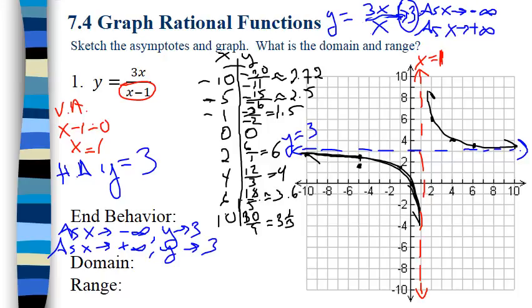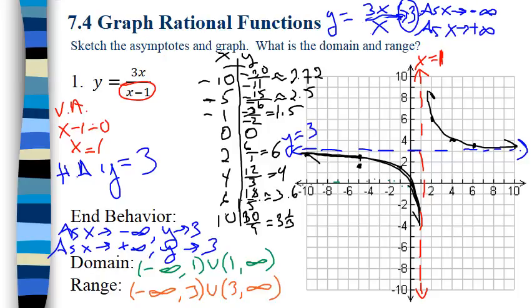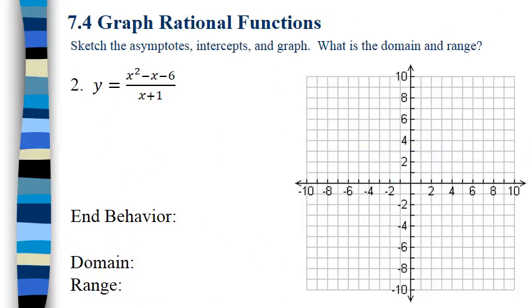Our domain, and as we go all the way across here, right? We have x values that go from negative infinity to 1, and then 1 to infinity. And for our range, we have numbers that go from negative infinity all the way up to 3, and then 3 to infinity. Okay, let's do one more before we actually talk about this whole when to tell about a horizontal asymptote thing.